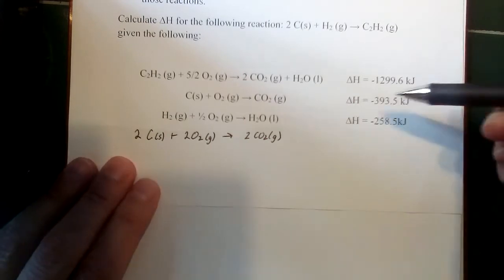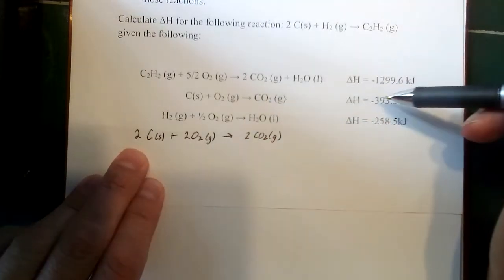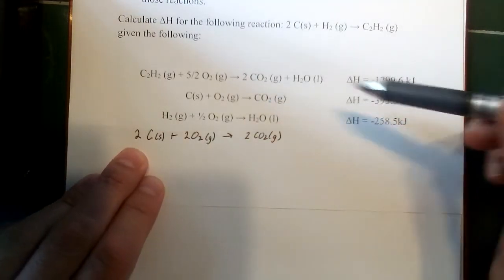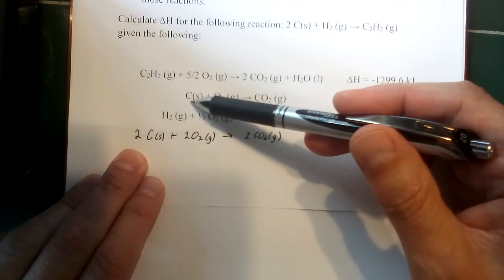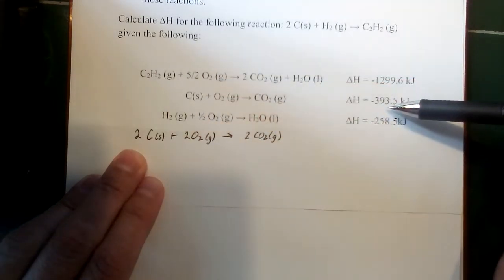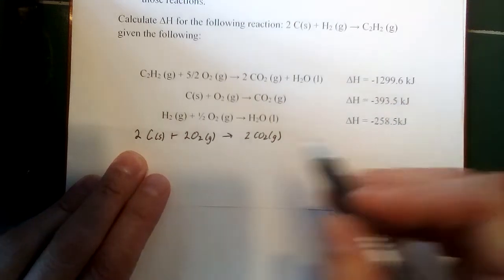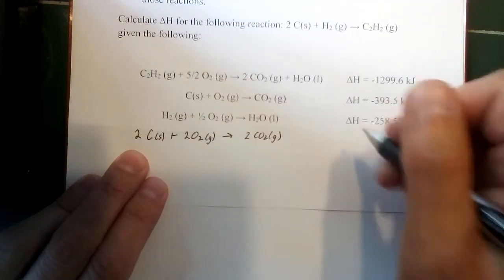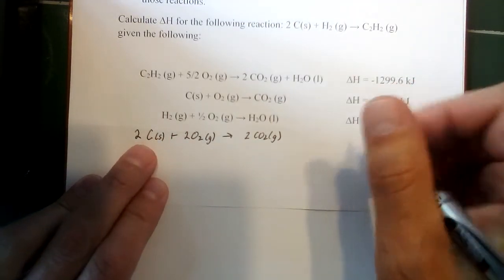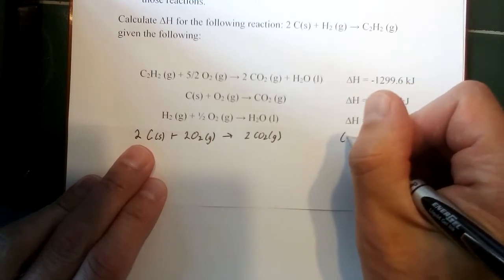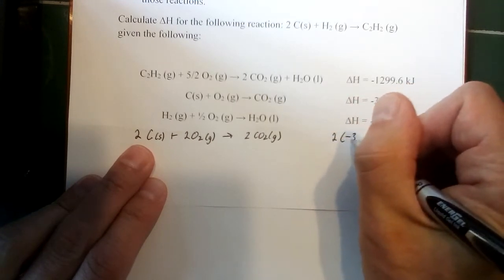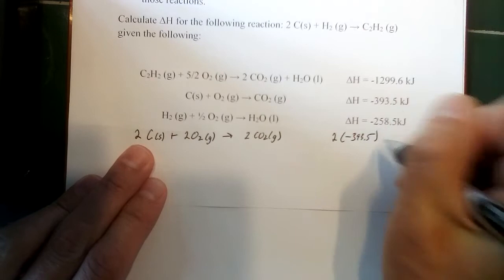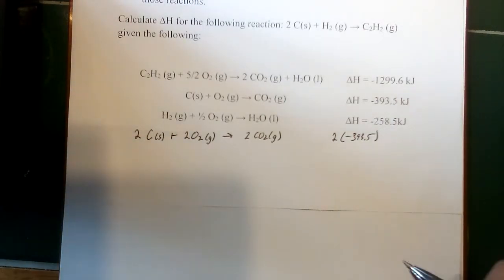Now, in the bank, the enthalpy for the reaction that's given is minus 393.5. But if I use twice as much material, there's going to be twice as much of an energy change. So the enthalpy change associated with this new reaction where I have 2 moles of carbon is going to be 2 times minus 393.5 kilojoules. Okay, and I want to keep track of that too if I make a change.